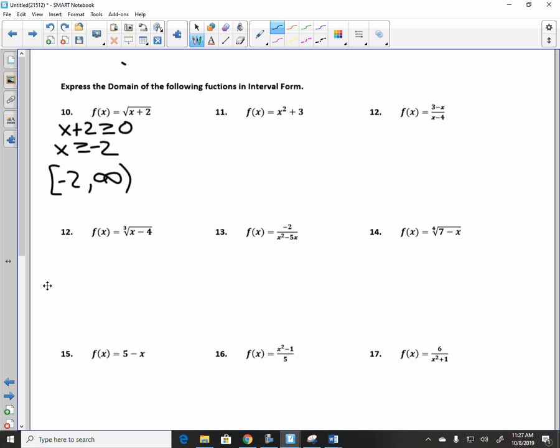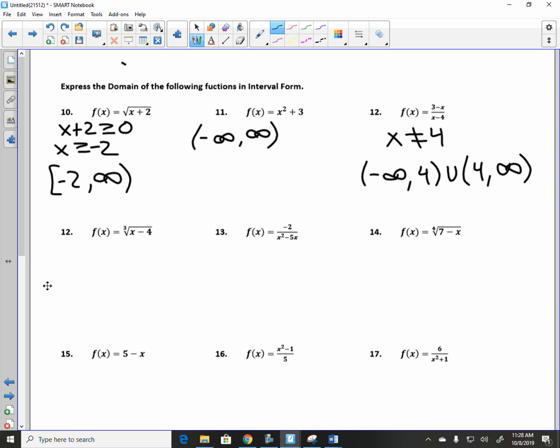Next one is just a polynomial. Domain of a polynomial: all real numbers. Next was a rational function. Can't divide by 0. What number would give you 0? 4. So x can't be 4. You could write it in interval notation like this, or you could just write x can't be 4. Either one would be acceptable.